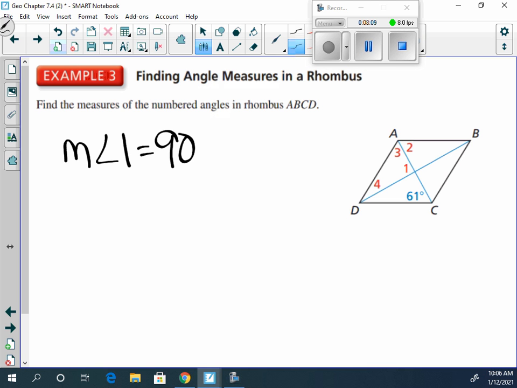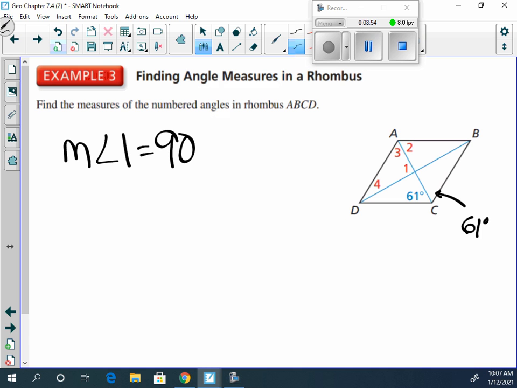The opposite angles theorem. So it says, a parallelogram is a rhombus if and only if each diagonal bisects a pair of opposite angles, yes? So bisect means cut in half. Well, if this is 61 degrees, what's the other one right next to it? So this angle here has to be 61 degrees, yes? Because that diagonal bisected it in half. That's just what that theorem states.